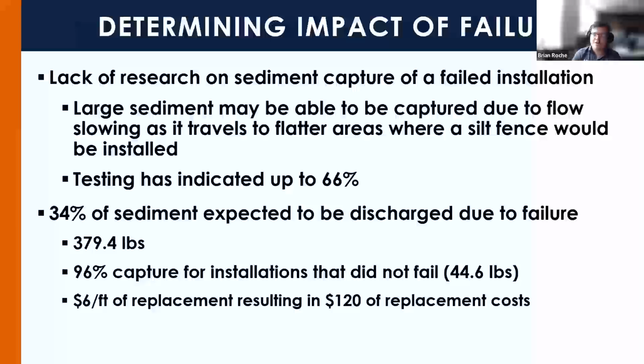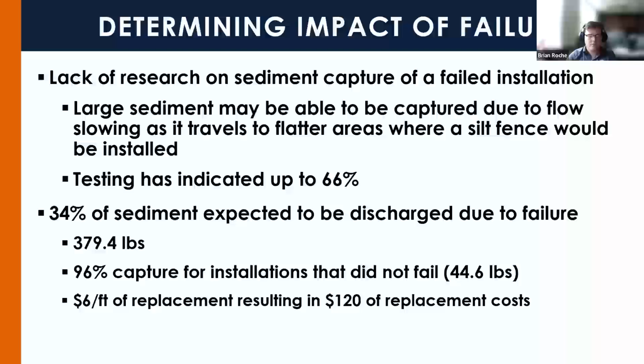So from here, you then need to determine the impact of failure. There's a lack of research on the sediment capture of failed installations. We have seen that large sediment may be deposited due to flow slowing down as it passes from a slope to a flatter area where a silt fence would be installed. Some testing we did for Nebraska found that this could be as high as 66%. So we're using for this example an expected sediment discharge of 34% of that introduced sediment for failed installations.